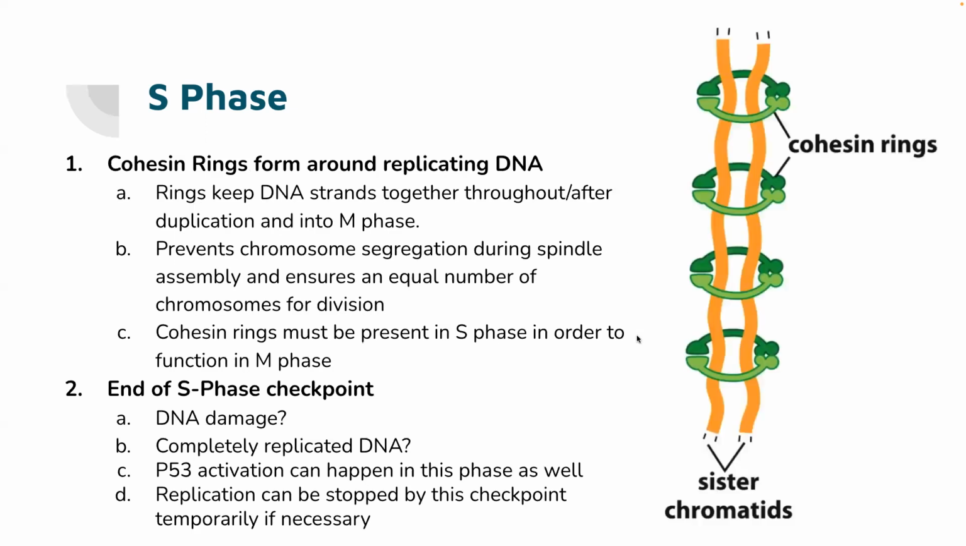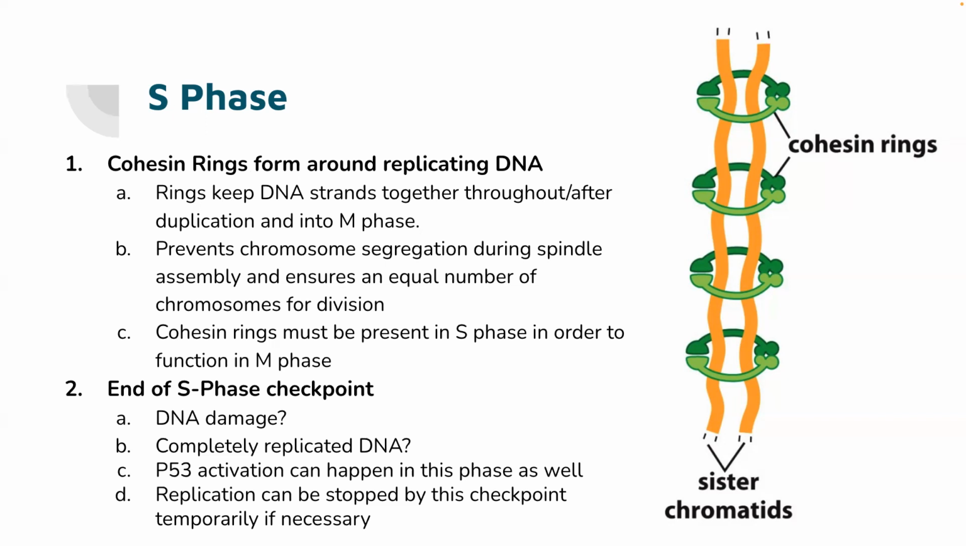Okay, so continuing with S phase, you have the cohesin rings, which are formed around the replicating DNA. They keep these strands together throughout and after duplication into M phase. They prevent the chromosomes from segregating during spindle assembly and ensure an equal number of chromosomes. And these rings need to be present in S phase in order to function properly in M phase for the equal sensing of tension that we'll get to later.